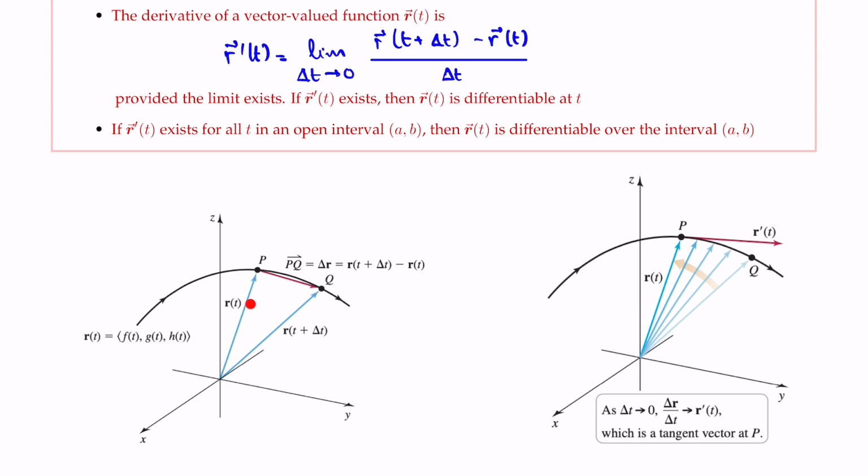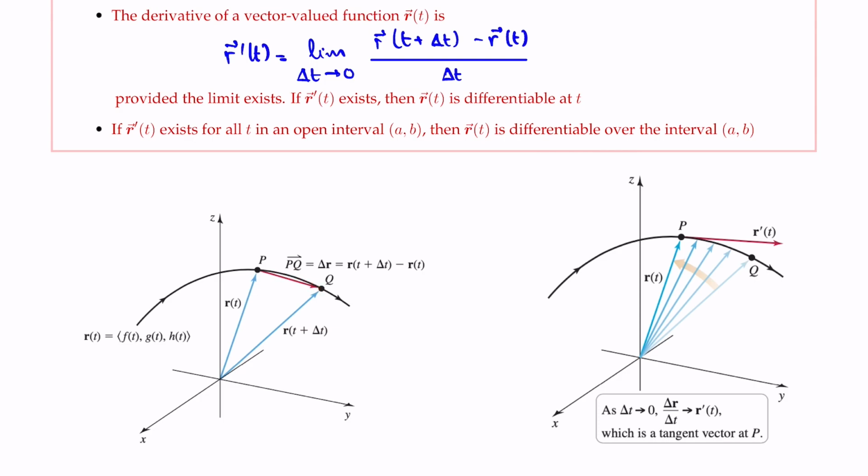There are two position functions, r of t, which is the initial position function, and the ending position function, which is written in terms of r of t plus delta t. The terminal point of r of t is P, and the terminal point of r of t plus delta t is Q. So the vector PQ can be formed using a vector subtraction as r of t plus delta t minus r of t. This can also be considered as the secant vector.